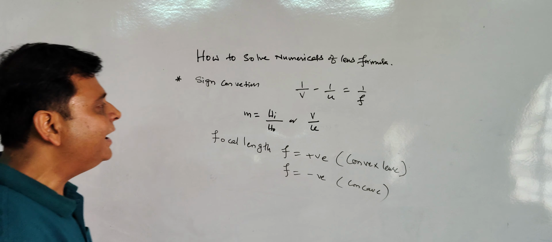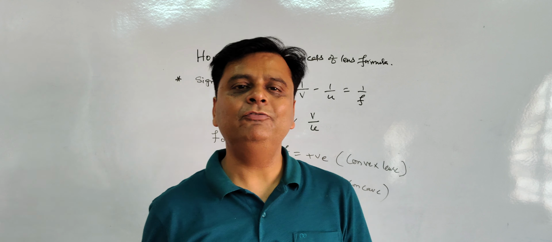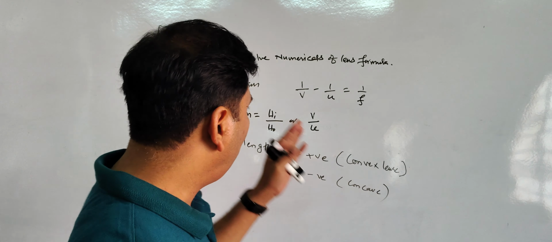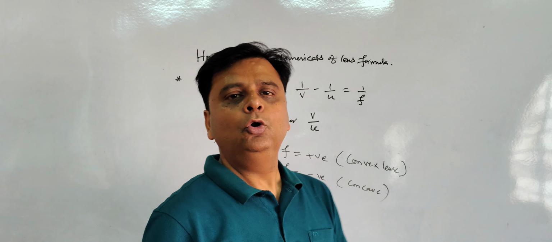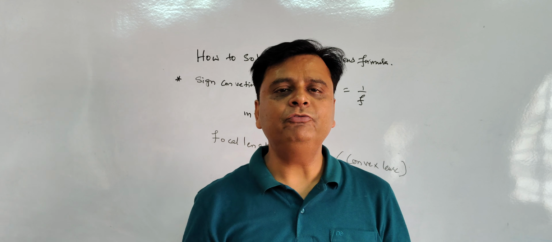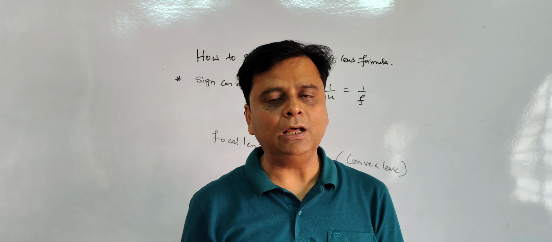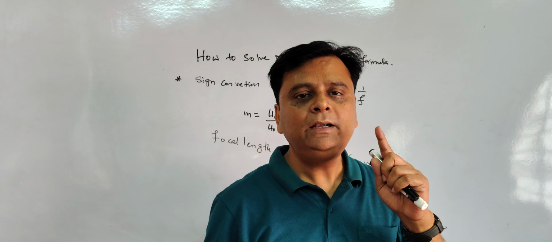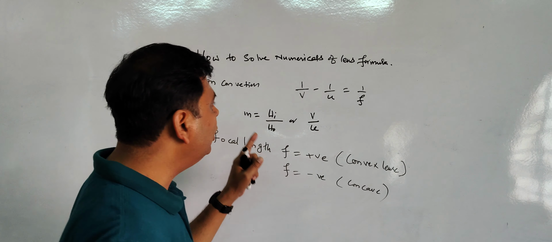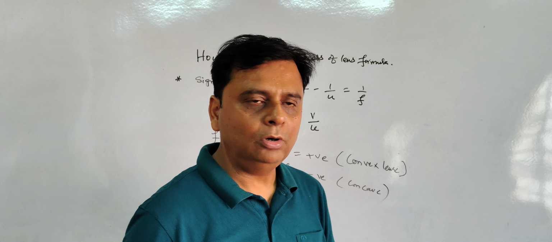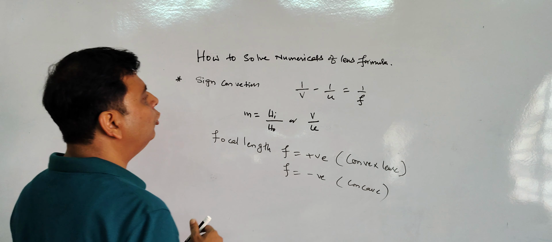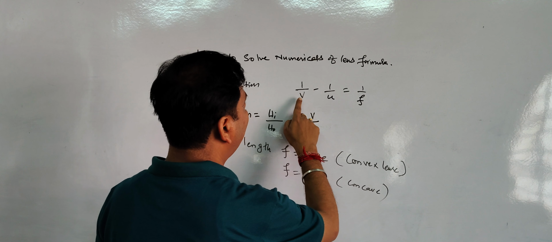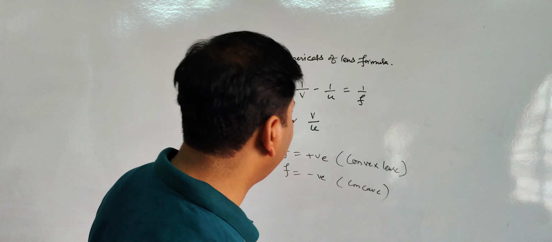Remember that while solving the numericals of lens formula, do not put a sign to the value that you want to find out. This means the unknown values that you want to find out, do not put any sign, but put the sign for all the values which are known. For example, if you know the value of u and v, then you can of course put the sign convention.